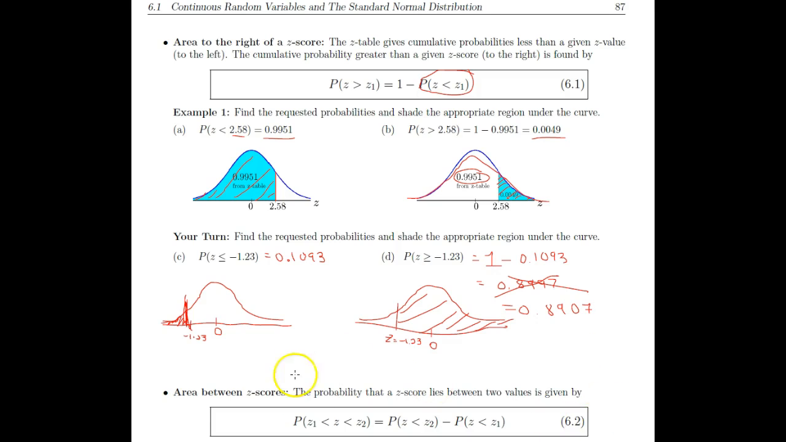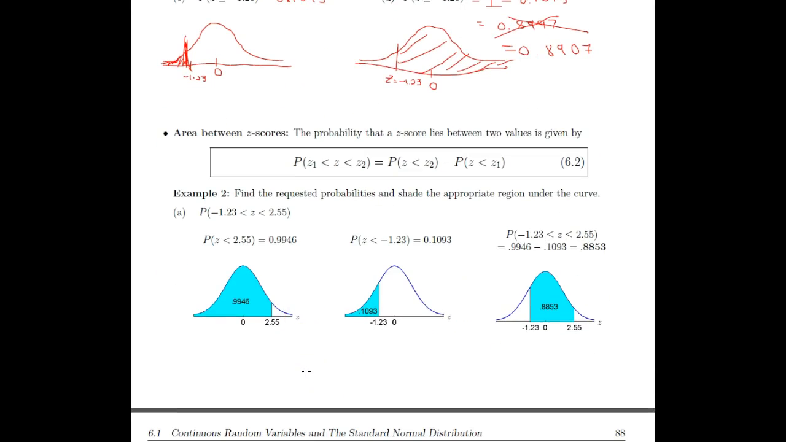Awesome. All right, another thing we'll look at is how to find the area between two z-scores. So the probability that a z-score lies between two values, like in this example 2, part A, find the probability that z is between negative 1.23 and 2.55. The way you do it is you look up the probability for z being less than 2.55 in the table, and then you look up the probability for z being less than negative 1.23 in the table, and then you just subtract those two numbers. And once you do that, you'll get your final result.